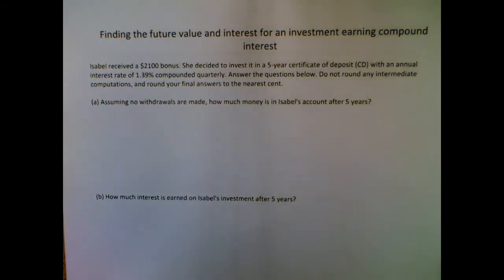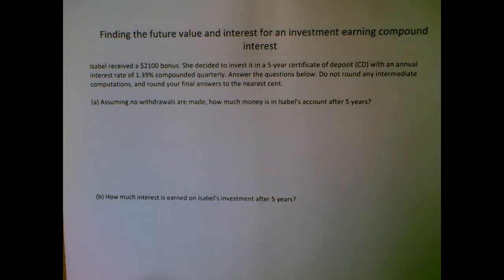Today we're going to be looking at the ALEKS topic, finding the future value and interest for an investment earning compound interest. So we have Isabel, who received a $2,100 bonus. She decided to invest it in a 5-year certificate of deposit, which is called a CD, with an annual interest rate of 1.39% compounded quarterly. Answer the questions below. Do not round any intermediate computations, and round your final answers to the nearest cent.